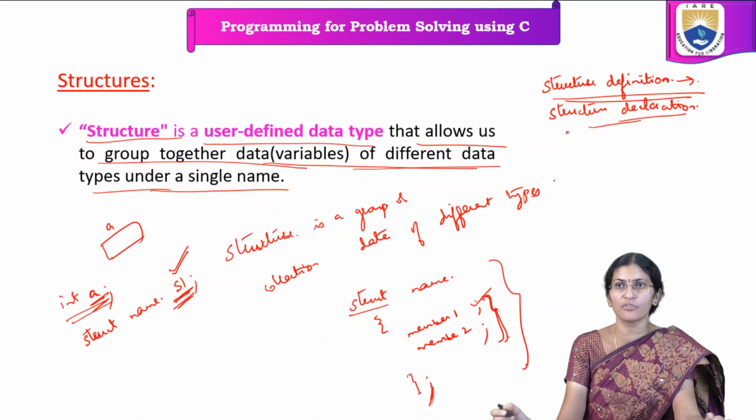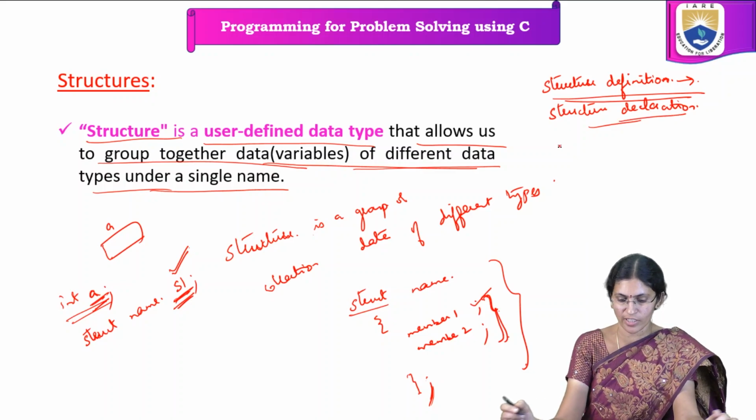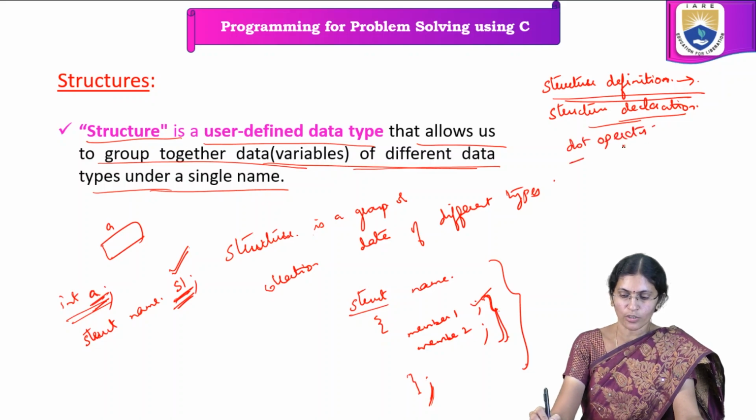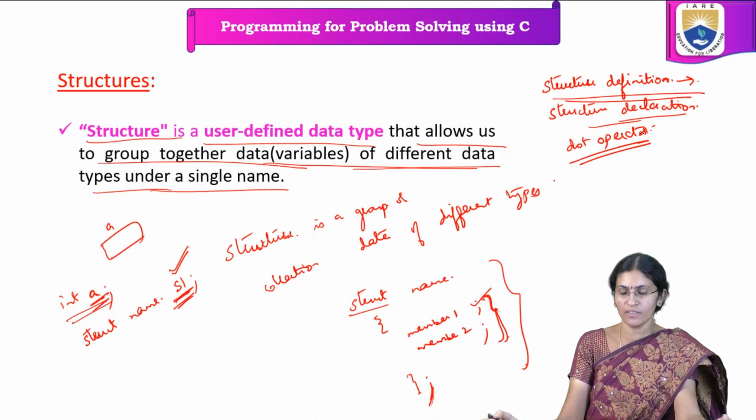Then after that, we need to initialize the structure. We have also seen structure initialization. We can initialize the structure members, or access each member of the structure, with the help of the dot operator. We have also seen the use of the dot operator. By using the dot operator, we can access each member of the structure.